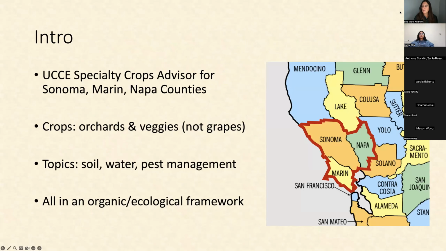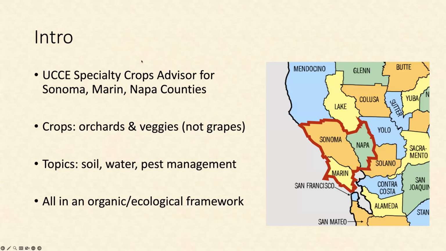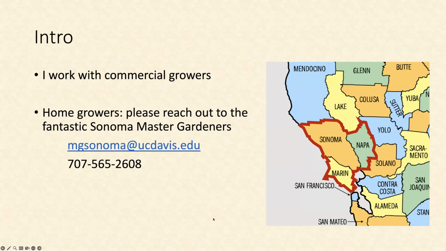Just to give you a very brief introduction for those who I haven't met yet, I'm the UC Cooperative Extension Specialty Crops Advisor for Sonoma, Marin, and Napa Counties. I work with orchards and veggies, but I don't work with grapes because we have viticulture advisors. I really focus a lot on soil, water, and pest management, pests including pathogens. And I'm working for the most part in an organic ecological framework because that's the overwhelming approach that my growers are taking, which is very exciting.